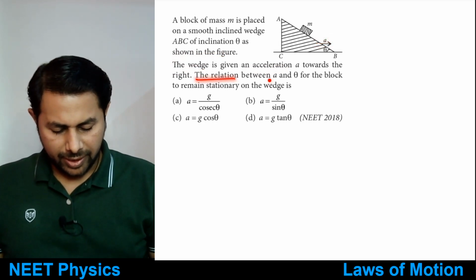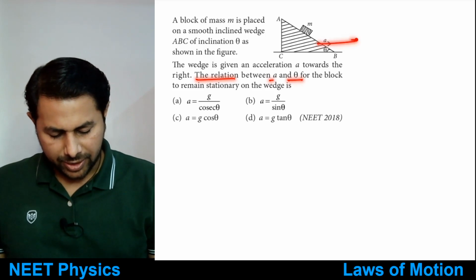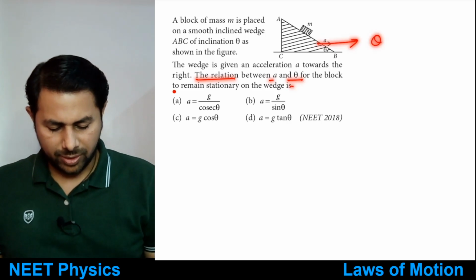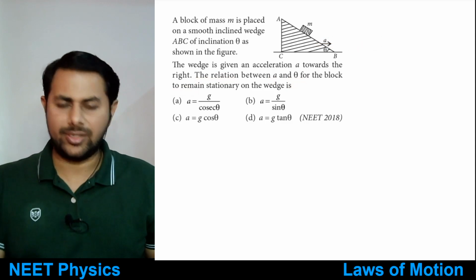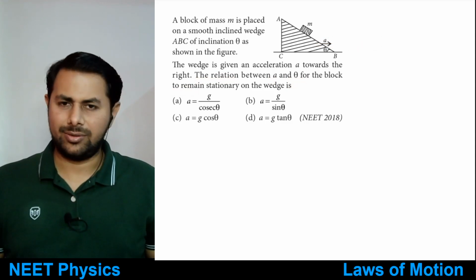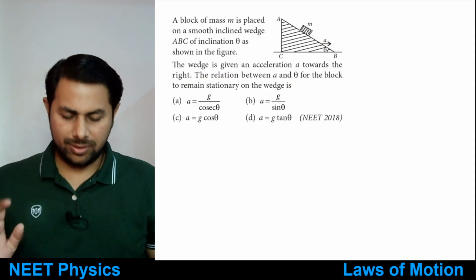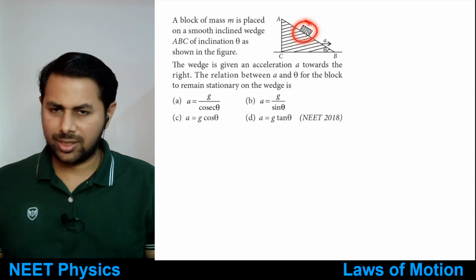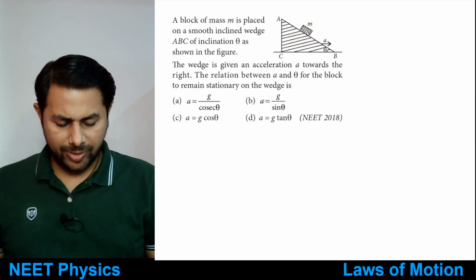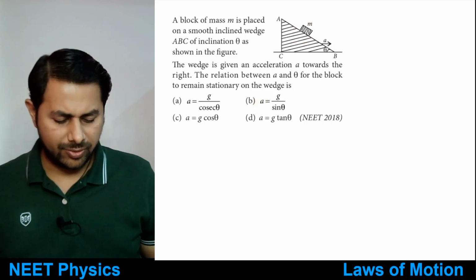The relation between a and theta, for the block to remain stationary on the wedge, is the question. The block remains stationary is given, and then what should be a? What is the acceleration? This is the question.